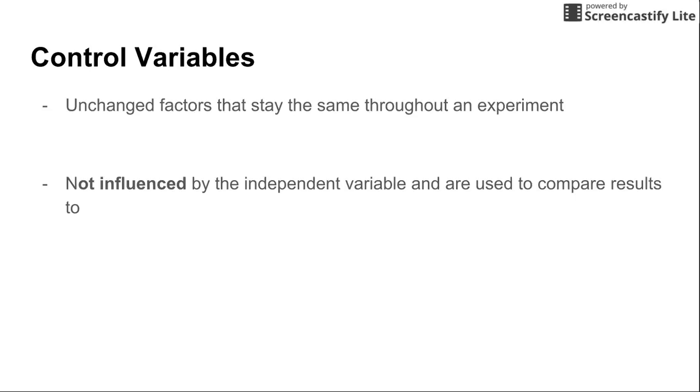Control variables are unchanged factors that stay the same throughout an experiment. They're not influenced by the independent variable, and they're used to compare results to.